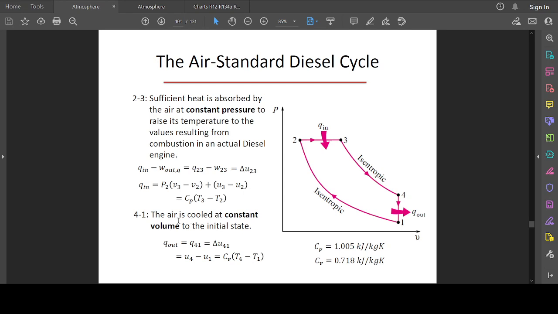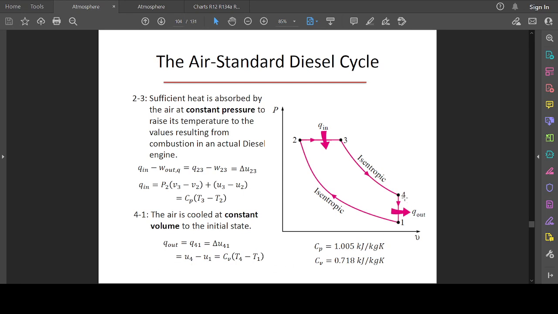So for the air, when the air is cooled between stages 4 to 1, when the heat is removed from the air, then the heat removed from the air is equal to the change in internal energy between stages 4 and 1. So with that, we know that there is a constant volume operation. Okay, it's an isochoric operation. So the change in internal energy, if we know the values for the change in internal energy at stage 4 and 1, then we can use that to solve it.